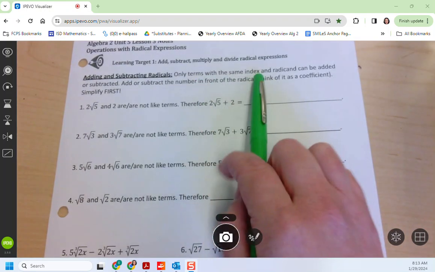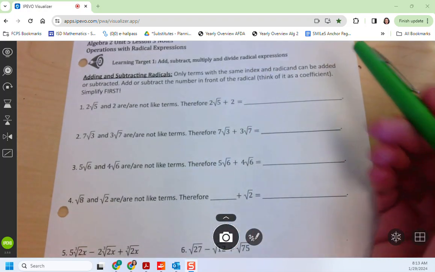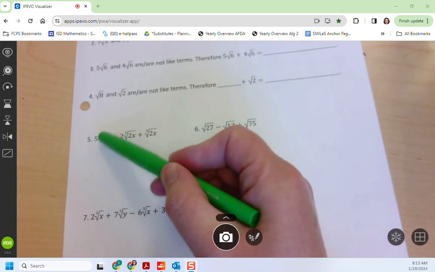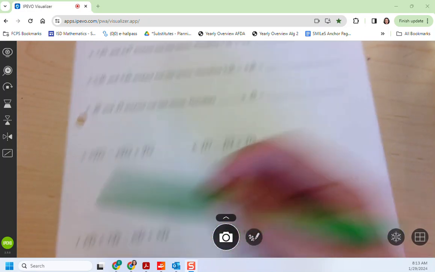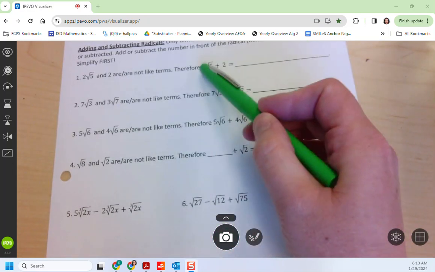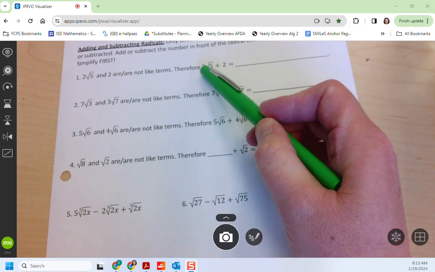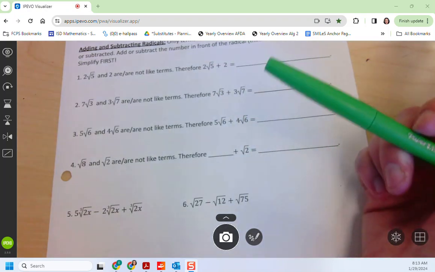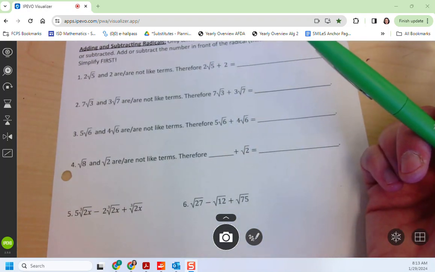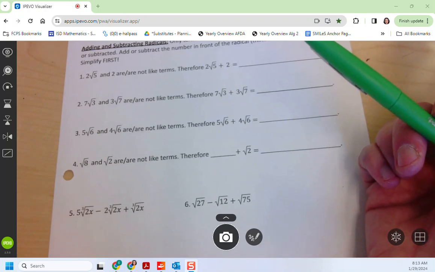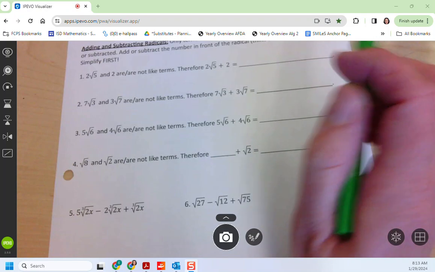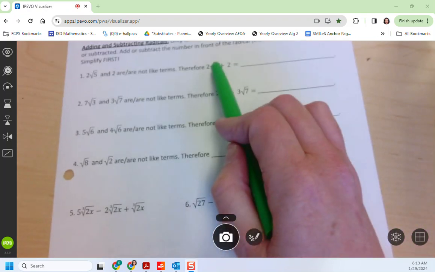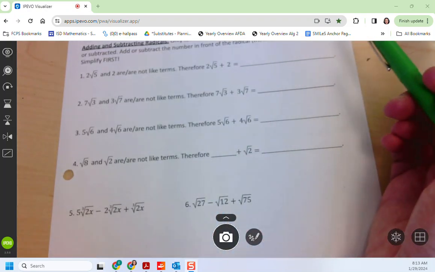All right, only terms with the same index. Remember, index is that little number inside. So here there's a 3, here there's a 5. That's the index. If it's a root that has no number inside, what would the index be? It's 2, because it's a square root, right? Like we've been doing square roots for a long time, and you know what a square root is. So if you don't see the index there, that is a 2, a square root.